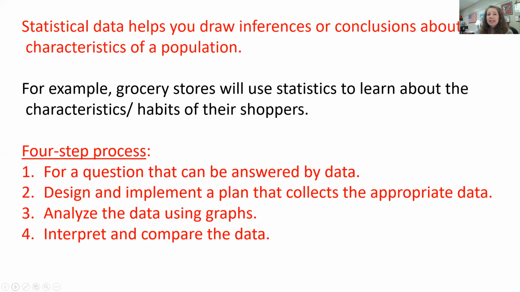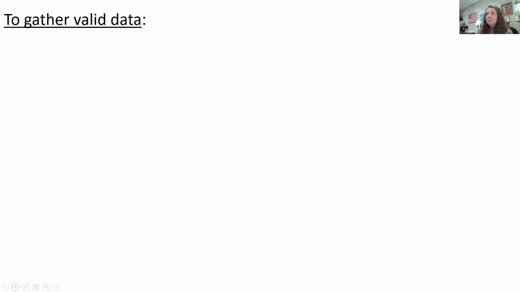Once I collect all of my data, I need to be able to analyze the data, usually using graphs, which is the easiest way you can look at it. You can see what it looks like visually. You can find the mean, median, mode, and the range. You can find out all of the information, and then you're going to interpret and compare the data. You're going to come to a conclusion. You're going to make an inference about the population that you just gathered the data from.